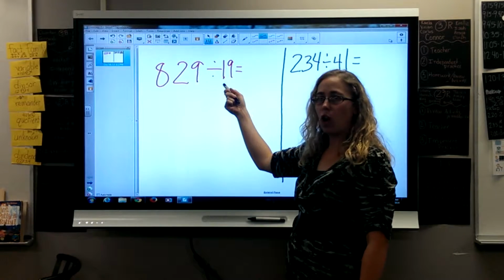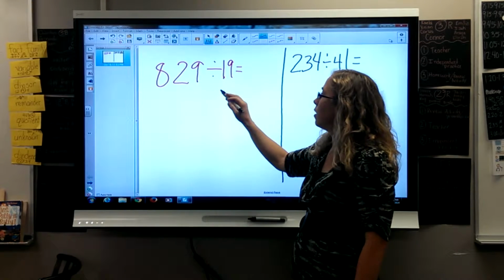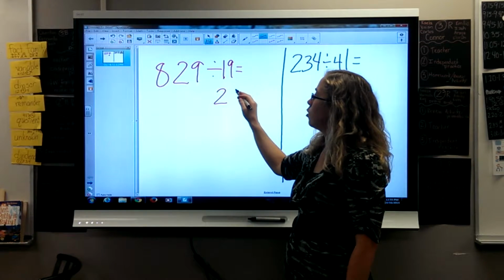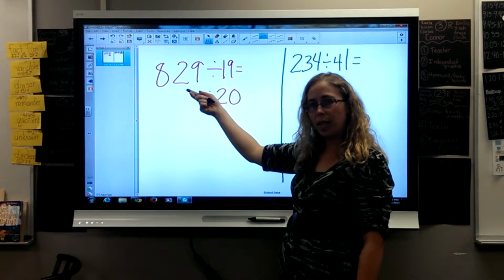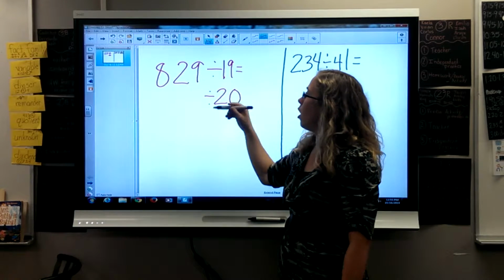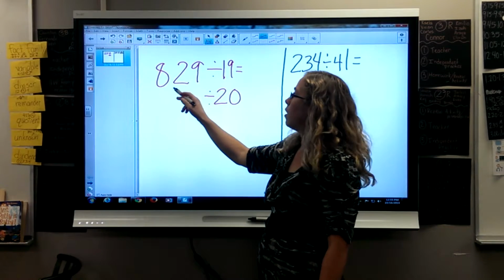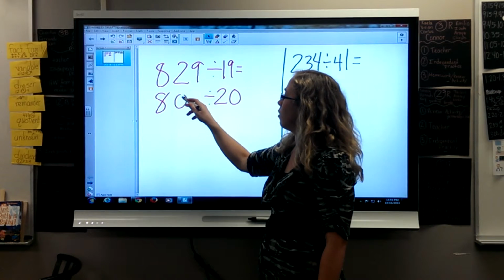So what you want to do is start off with the divisor and round the divisor to the nearest 10. So we're going to turn this into 20. Then we're going to make sure that we take this dividend to something that's easily divisible by the divisor. So we're going to round to the nearest 100 here. Instead of 829, we can round it down to 800.